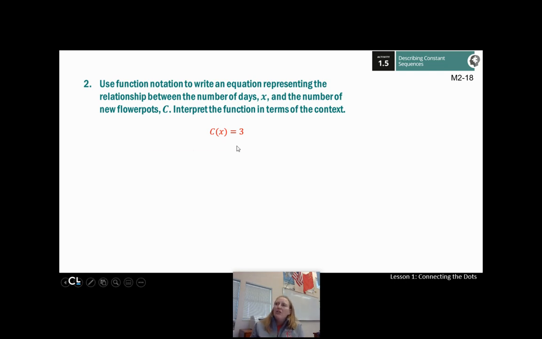And so this tells me a few things. First of all, this is a constant function. Notice there's no slope. My slope is 0 and my y-intercept is 3. So that wasn't as exciting as I thought it would be, but that's okay.